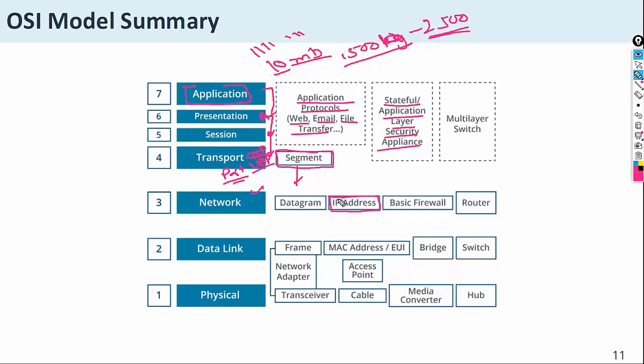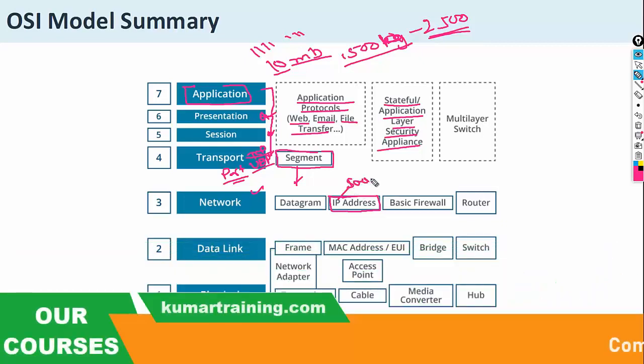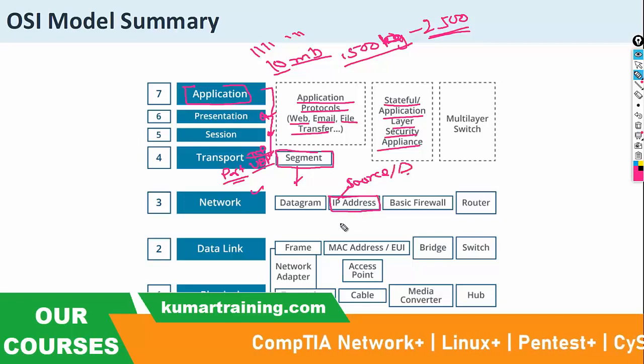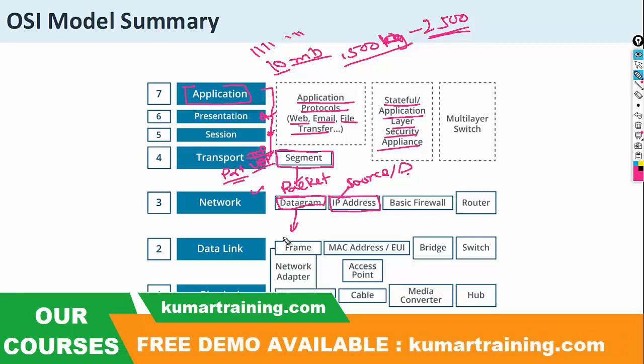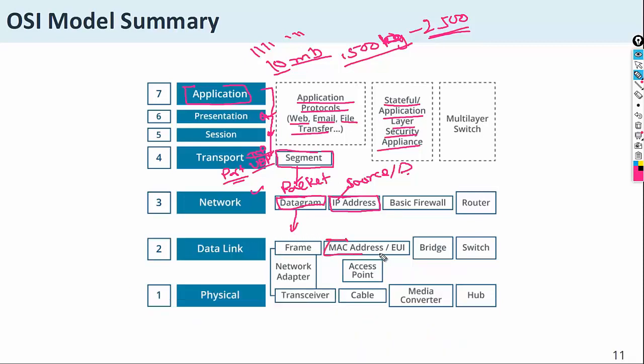IP addresses means the source IP address as well as the destination IP address. Source IP or destination IP address is attached, and it is called the datagram or the packet. Then data is forwarded to the next layer, layer 2, where the MAC addresses are attached on this data. Now it is called a frame.